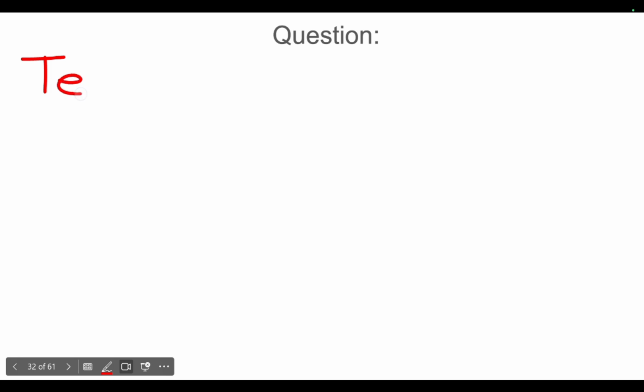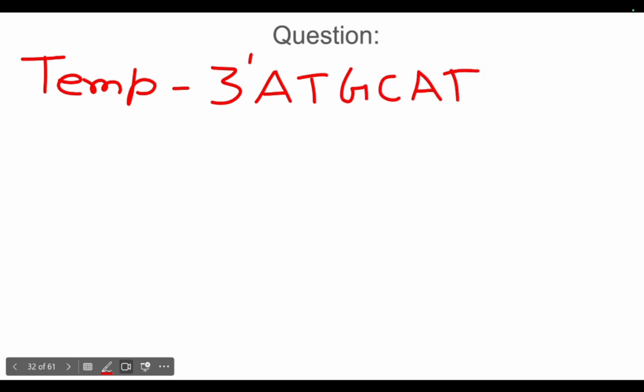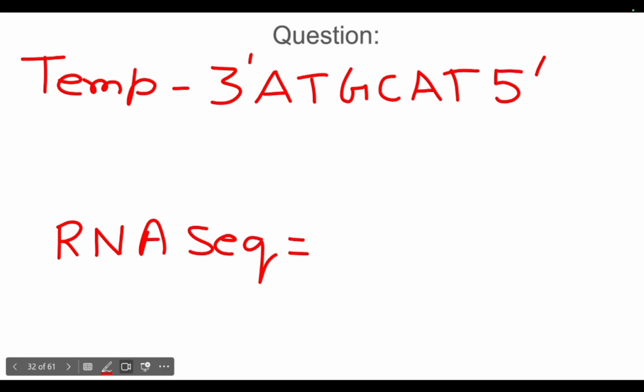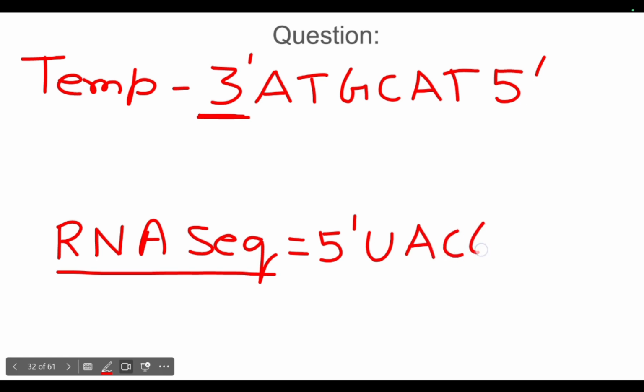Let's assume that the template strand is 3' A T G C A T. Let's say this is the template strand. Now the question is to find the RNA sequence and the coding strand. Let's first find the RNA sequence. We know that the RNA sequence will be anti-parallel to the template strand. Here the template strand starts at 3', so here it should be 5'. Then the RNA sequence is complementary to the template strand. So for A it will be U, and instead of T there will be A: U A C G U A, and 3'. So this will be the RNA sequence.